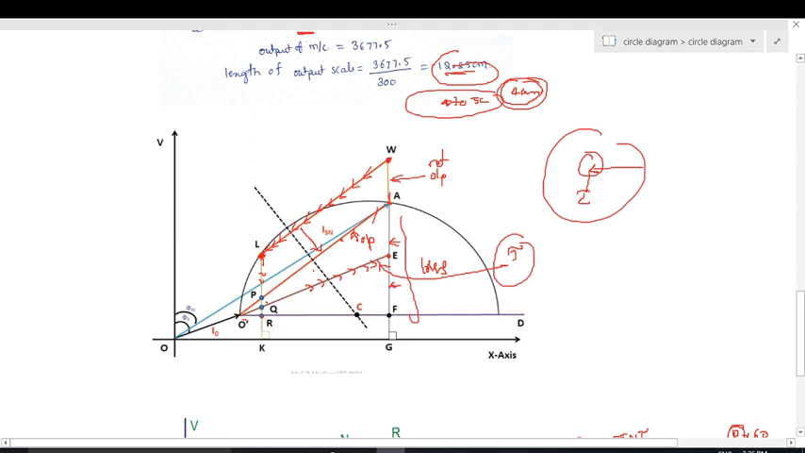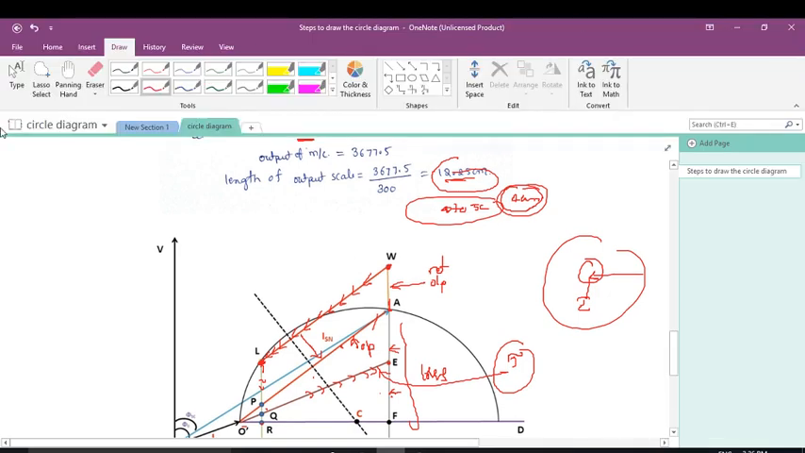This indicates the stator copper losses, and QP, this distance indicates... so if you extend this P and Q up to here, generally this one is rotor copper loss. In the same way, PQ indicates rotor copper losses, and AW indicates nothing but output. In the same way, PL indicates output. So let us clear that one, and let us recall once.